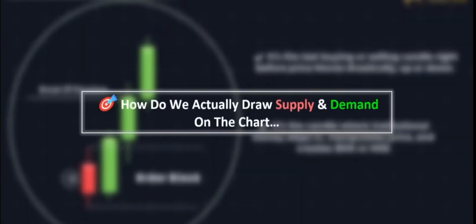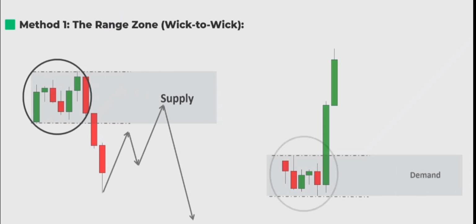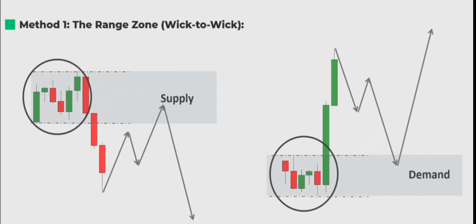Now next, let's see how we actually draw supply and demand zones on the chart using candlesticks. Method number 1: the range zone. This one is simple and powerful. You draw your zone based on the entire candle range, from wick to wick, right before price breaks out with a strong, aggressive move. This gives you a broader zone, which can reduce your chances of missing the trade. But keep in mind, it also means a wider stop loss and possibly a lower risk-to-reward ratio.